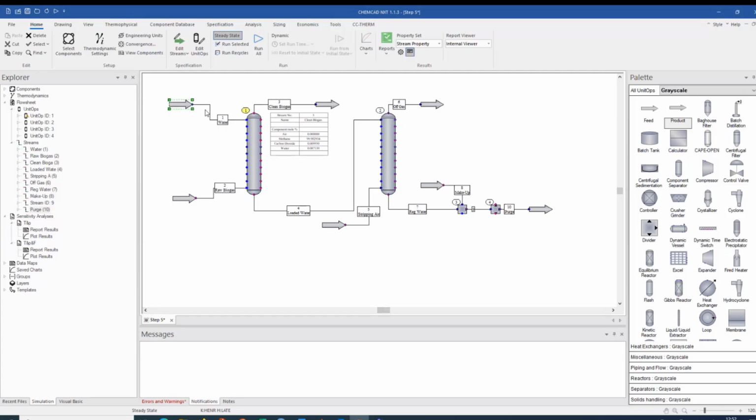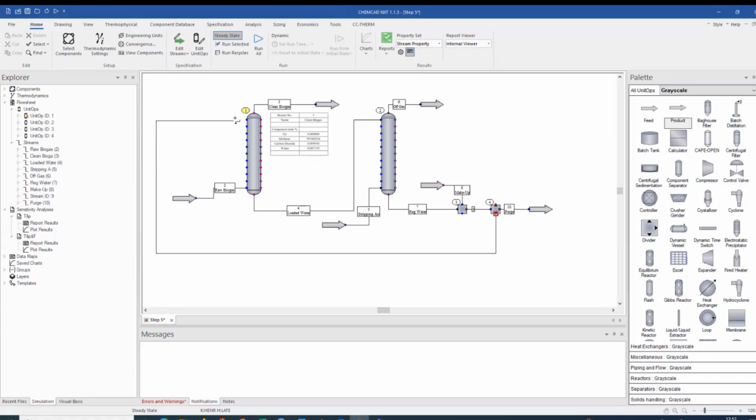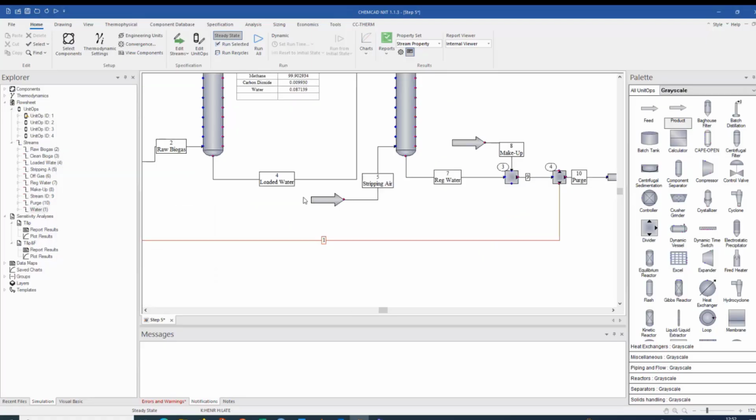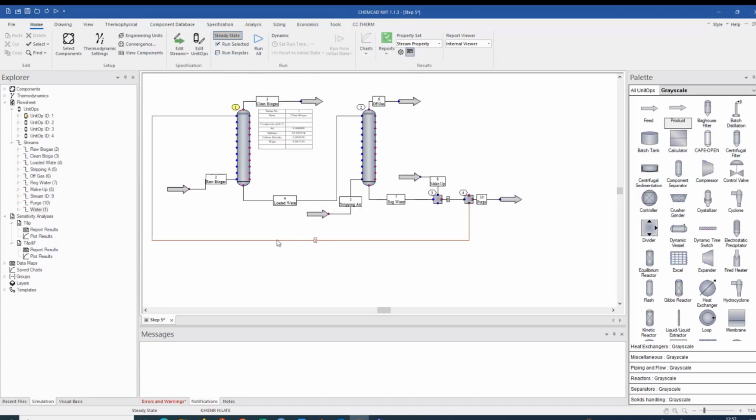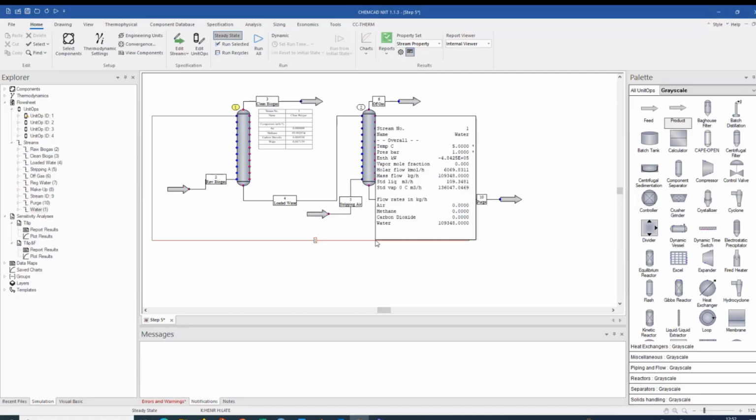And now we connect our scrubber column with the divider. To rename it, so go from here. Stream 1, water. And this stream becomes red now because it is a recycled stream, which is calculated iteratively.